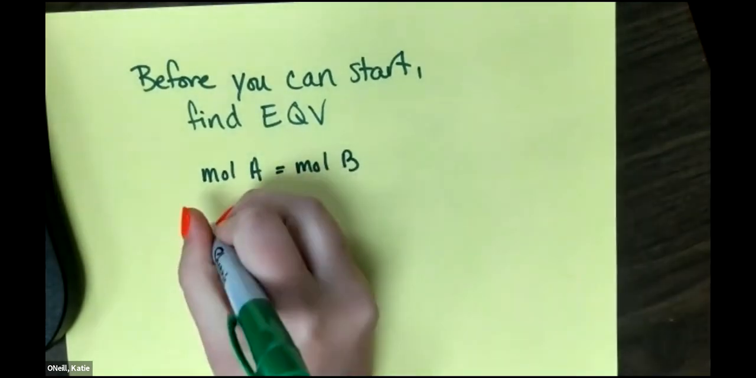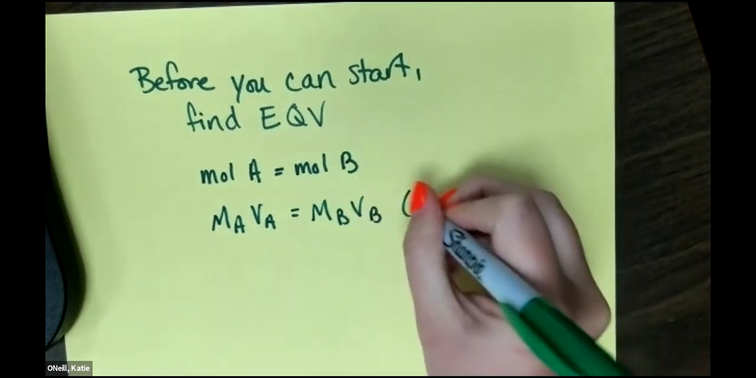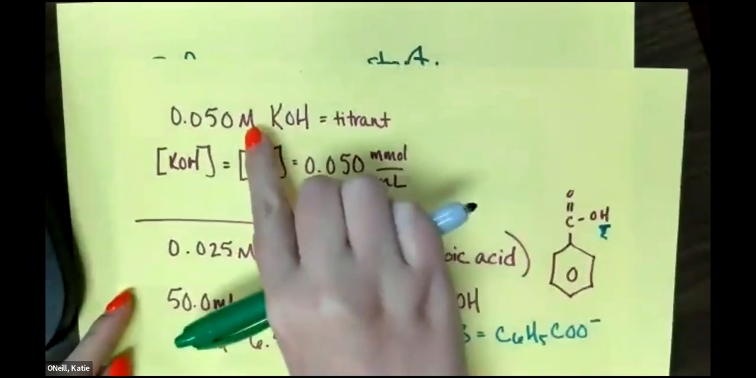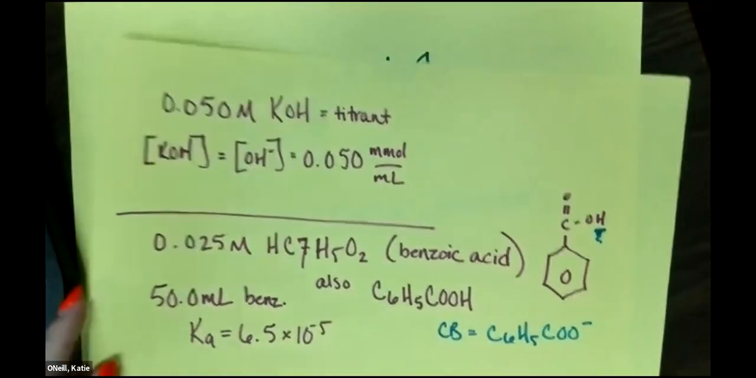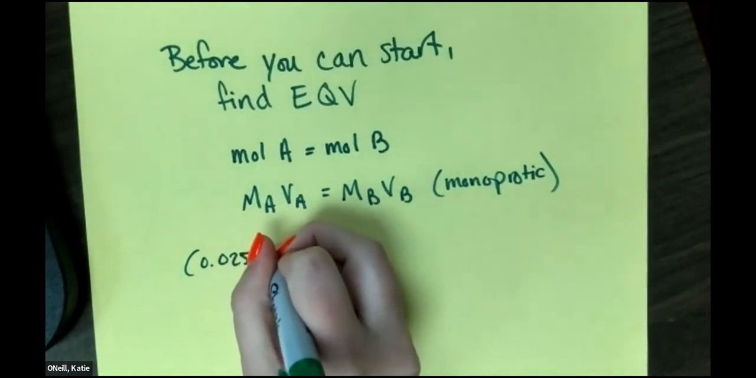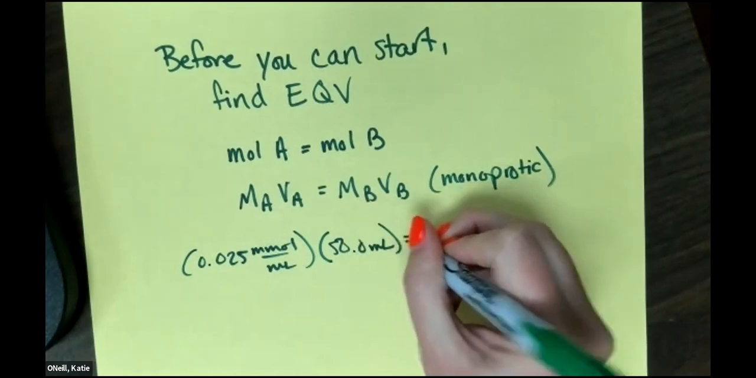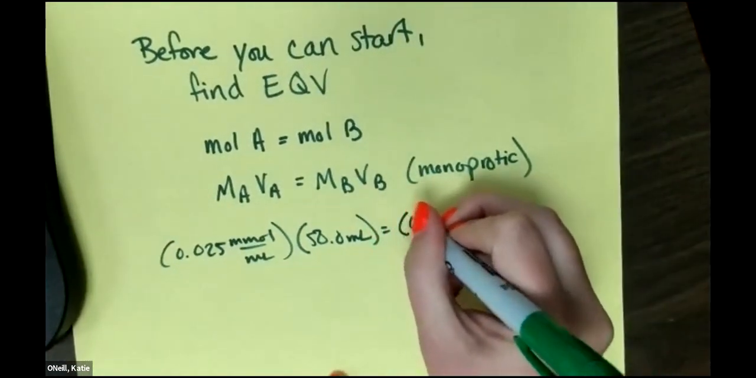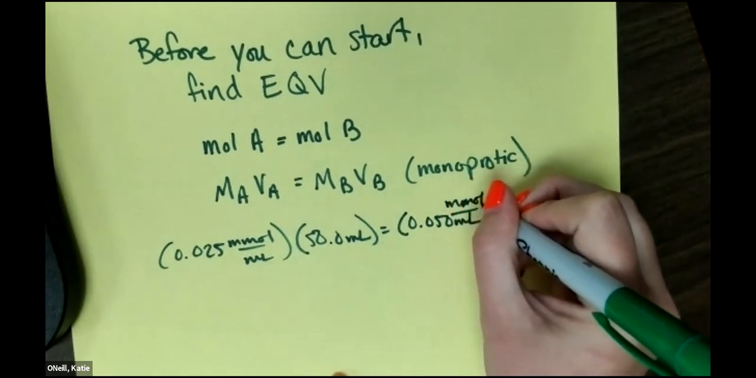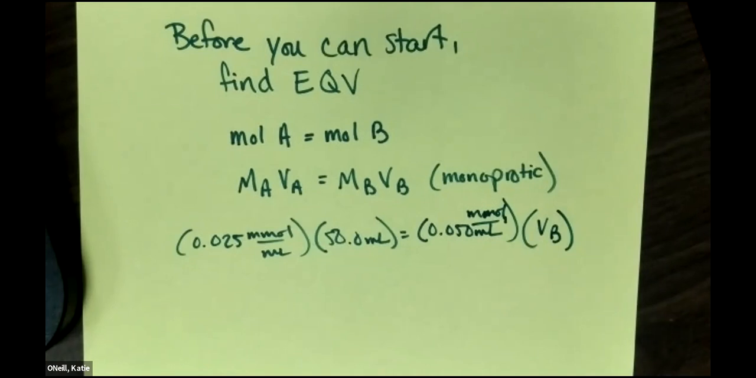Because it's monoprotic, I am now going to use molarity of acid, volume of acid, equals molarity of base, volume of base. So the molarities I'm going to pull from are the 0.05 and the 0.025, and then we have the volume of the benzoic acid. So the molarity of the acid was the 0.025, and the volume was the 50 milliliters. Then the molarity of the base was the 0.05. And we are trying to find the volume of base. So I'm going to do 0.025 times 50.